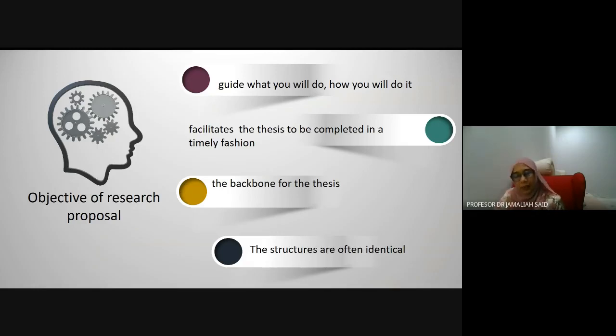So it's actually the backbone of the thesis. Not having a good research proposal is not a good sign for you to be able to finish your thesis. The structure of a research proposal, whether for master or PhD, is almost the same, except the coverage for the master program is going to be slightly shallow as compared to PhD, which must be in great detail.